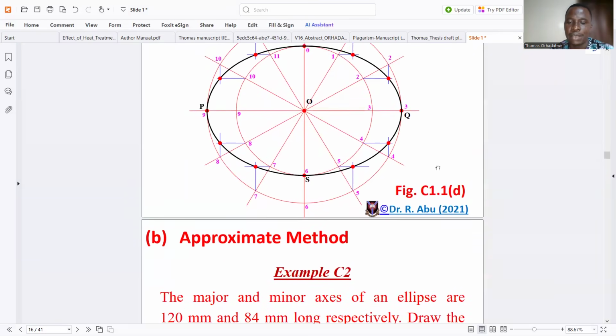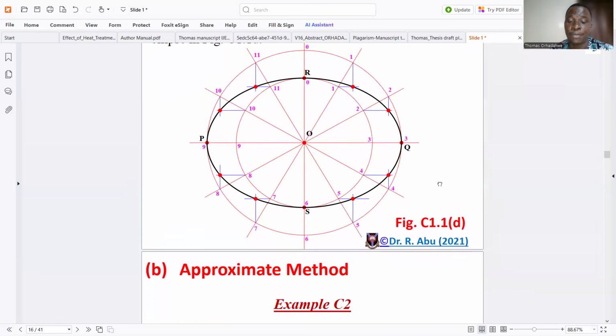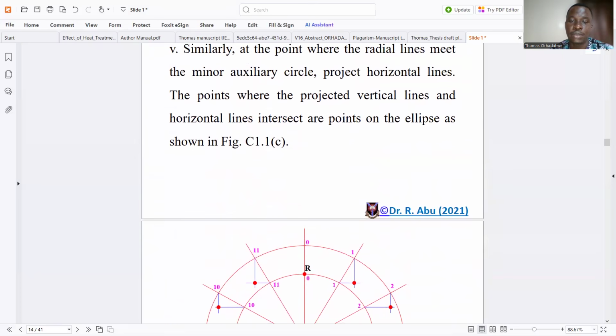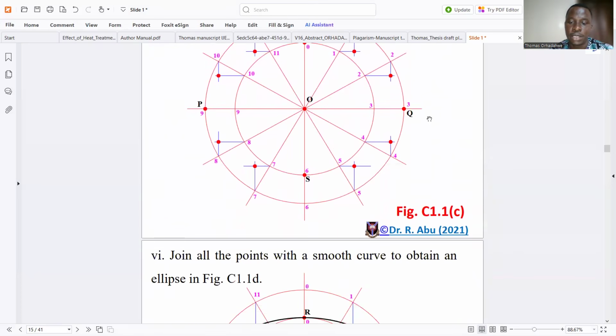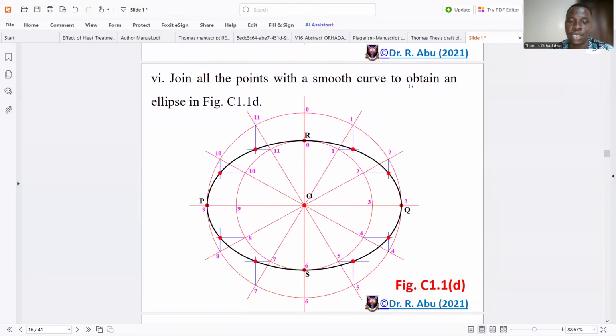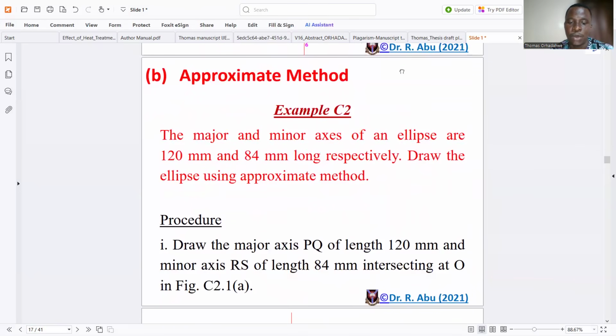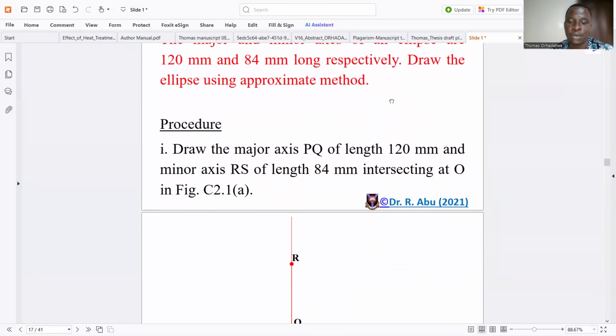Okay, so that is the concentric circle method, auxiliary circle method. The next one we're going to look at is the approximate method. So the same question, we want to draw with the approximate method.